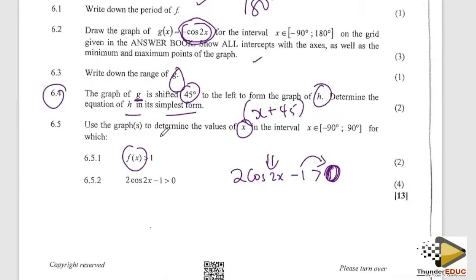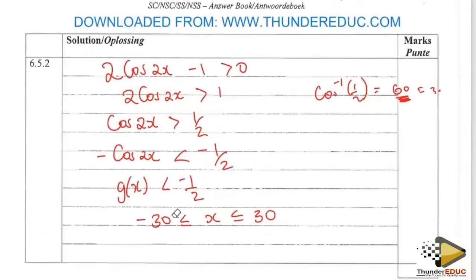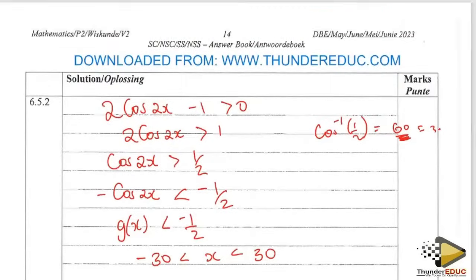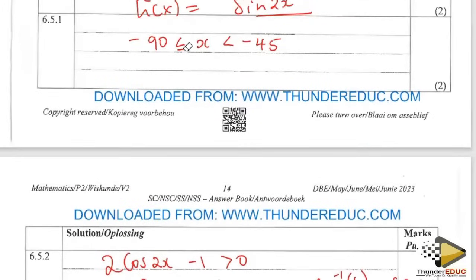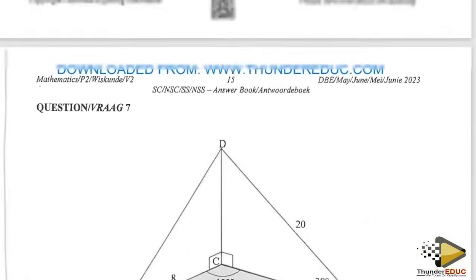For which values? They say greater. If it's greater, and now we found less, I don't need to put the equal signs. Negative 30 less than x less than 30. In the previous question, they said greater than 1, so it means there's no need for the equal sign. All right, that is question number 6, guys.